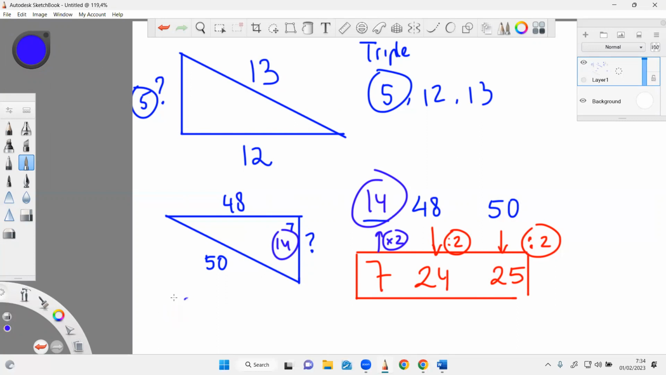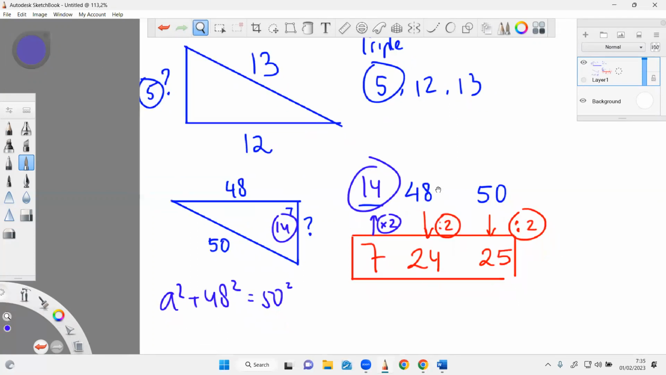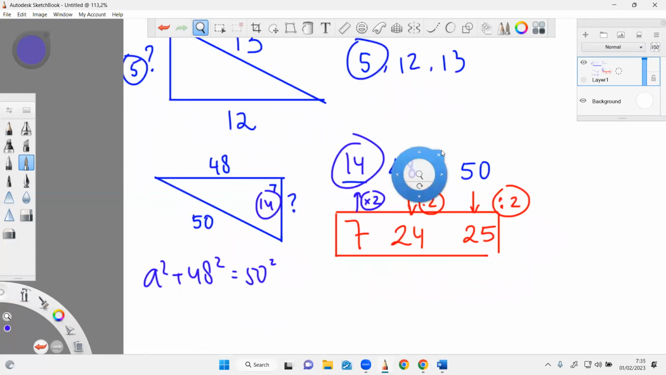Do you have to do 50 square? Let's say a square plus 48 square equals 50 square. It's a waste of time. But if you do the triple, it is very, very easy. Jane, this ratio, that's it. It's about the ratio. Okay, I will take note here.